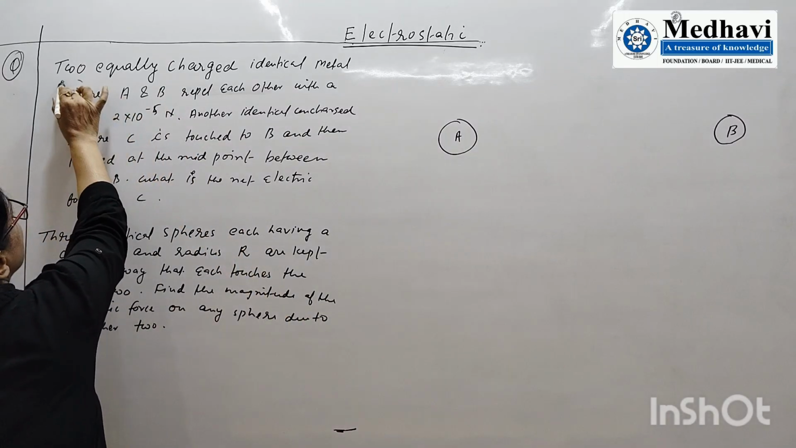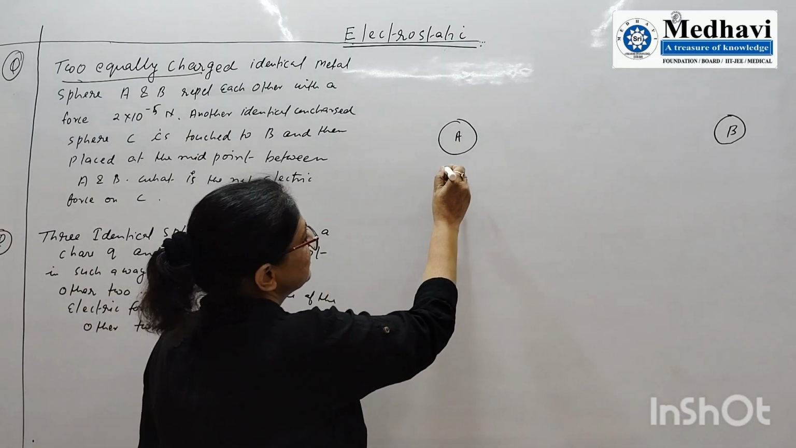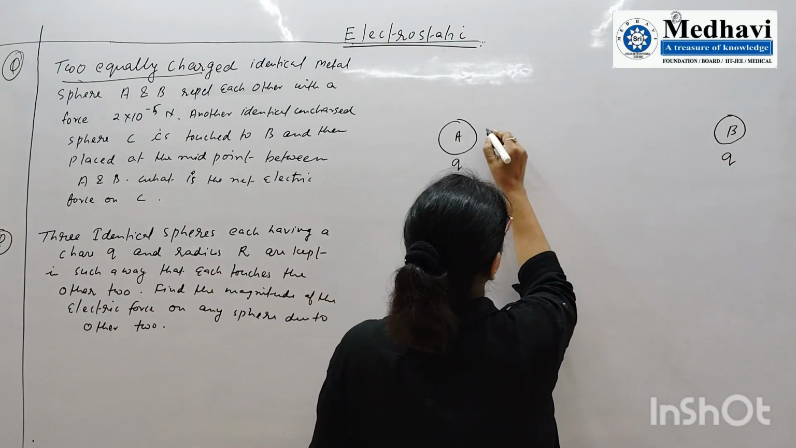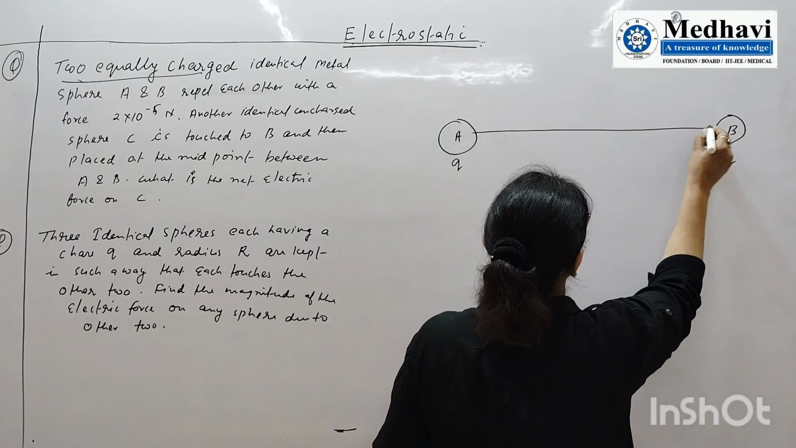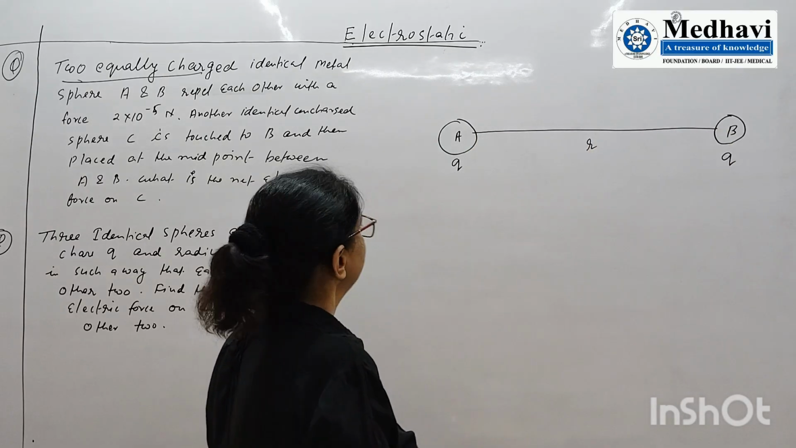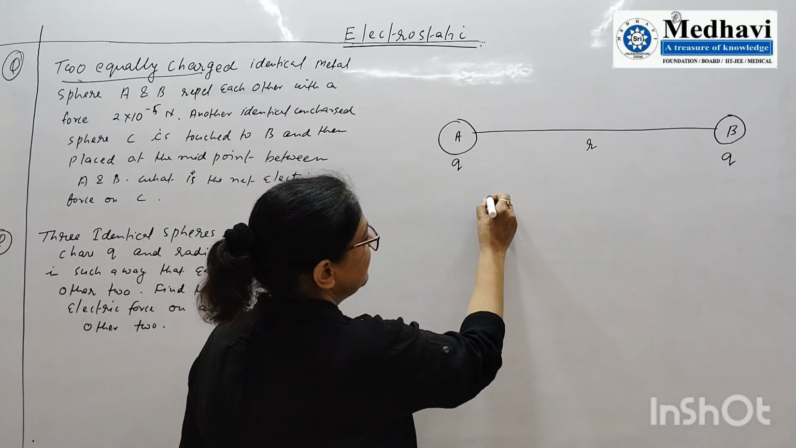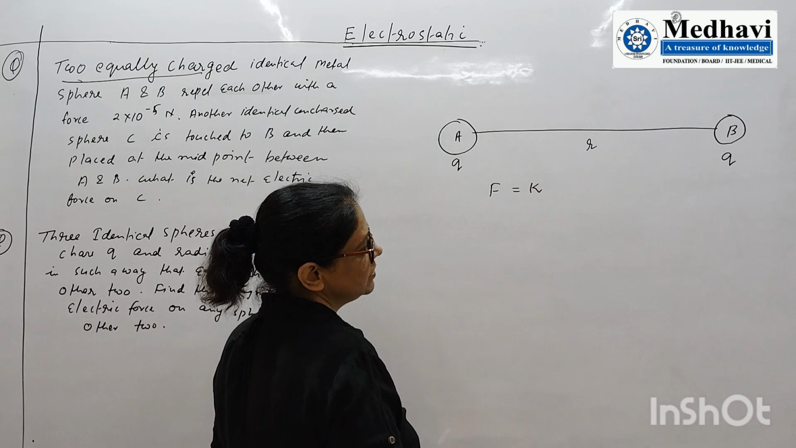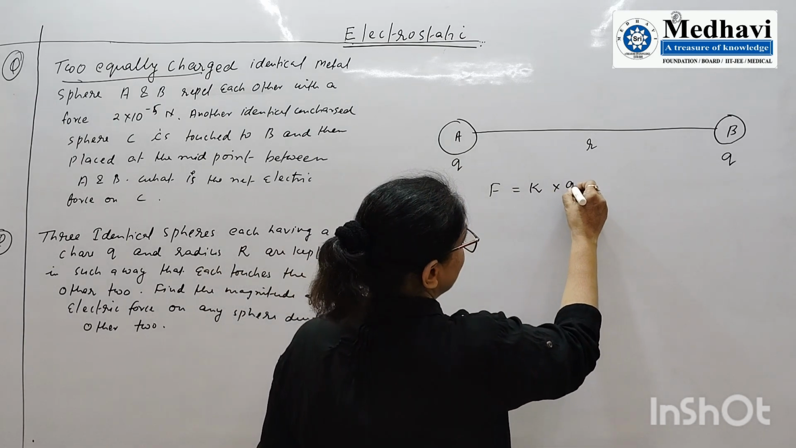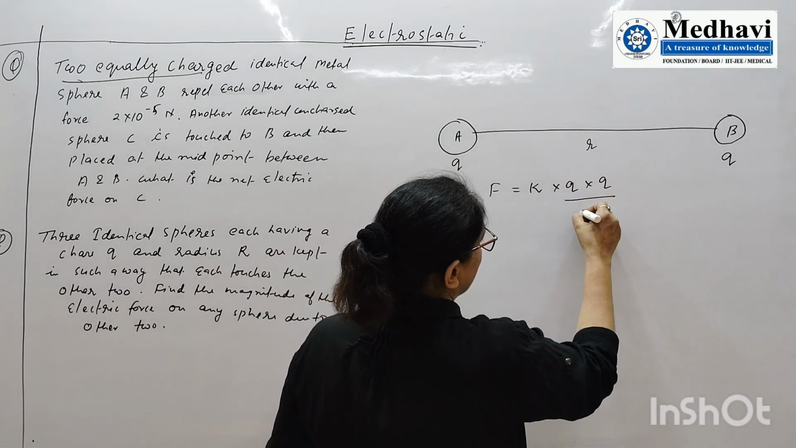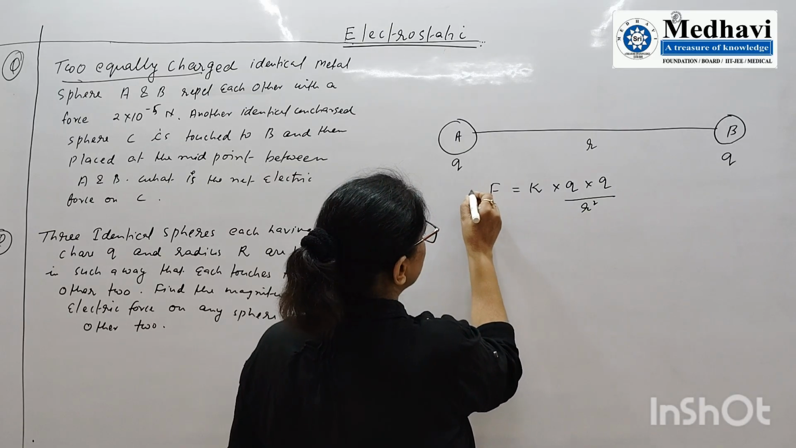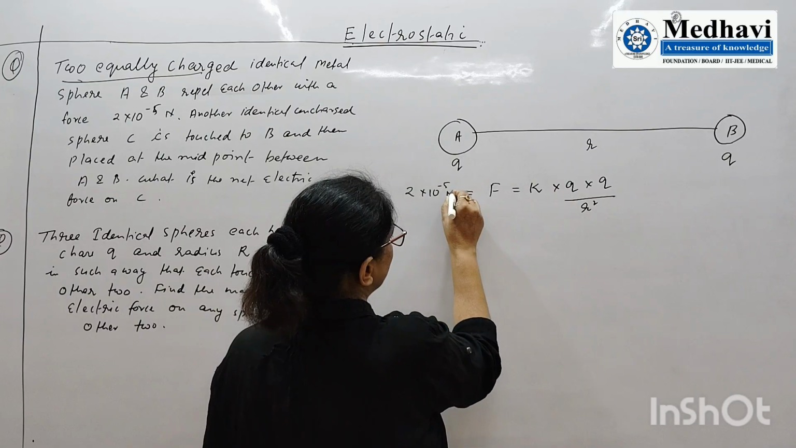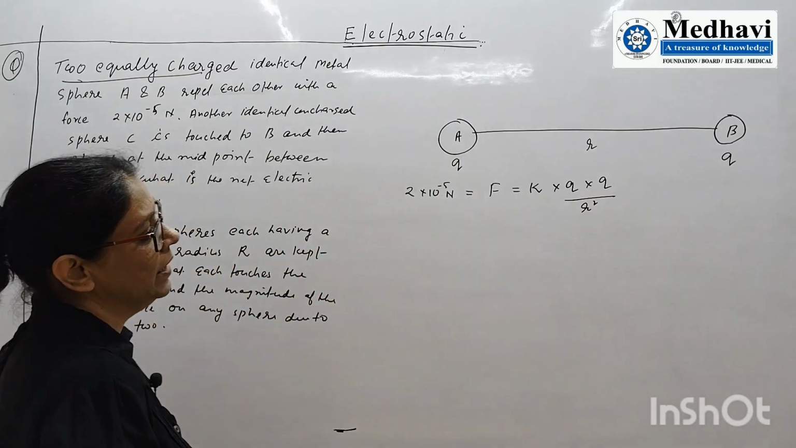Here it is written two equally charged. So suppose the charge present on A is Q and the charge present on B is Q, and the distance between A and B is R. And the force present between them, we know the formula of force, that is K Q Q by R square. And the magnitude of this force is given as 2 × 10^-5 Newton. This is the first information we have to remember.